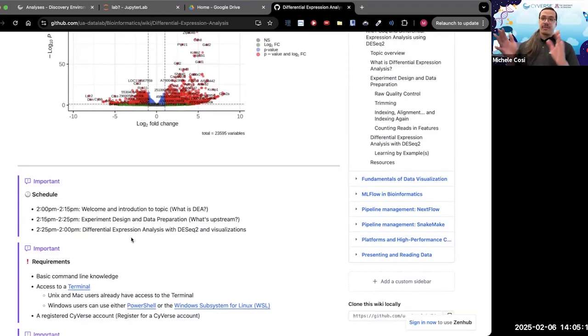Today is structured in 3 main blocks. One is an introduction to differential expression analysis. The second is talking a little bit about experimental design and what we did last week. And then we're going to go into CyVerse again and look at a script that I have written or helped write in order to visualize the data that we are working with today.